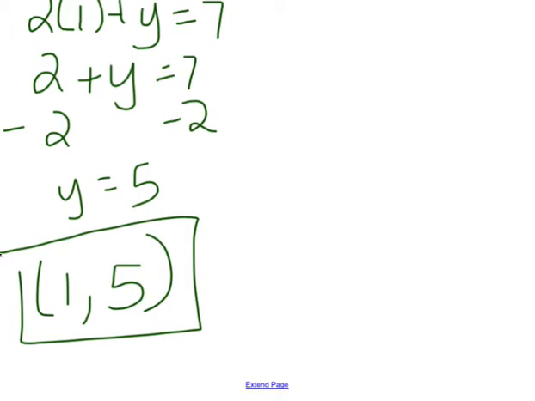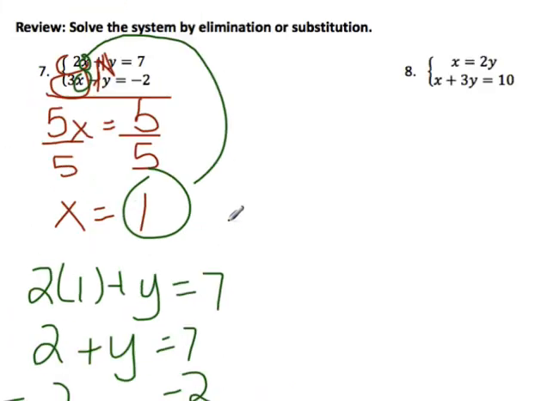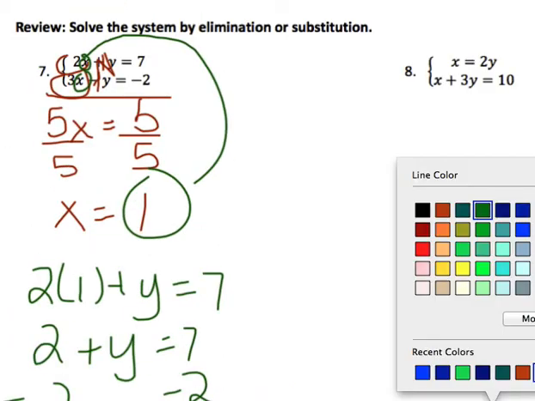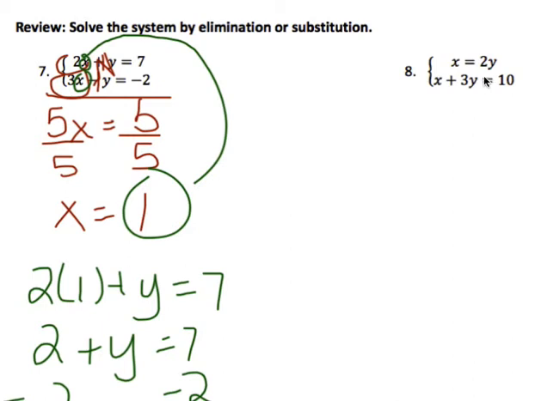Let's take a look at number 8. So there's only 8 questions on this quiz review and this quiz, which is pretty nice. Okay, so let's take a look at number 8. So for number 8, x is equal to 2y. So x and 2y are the same thing. So where I see x down there, I can substitute in 2y. So I take the x out completely. So then I get 2y plus 3y is equal to 10.